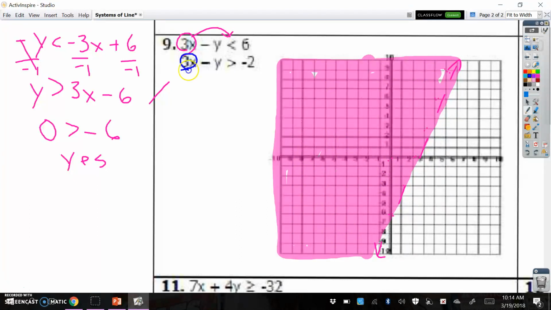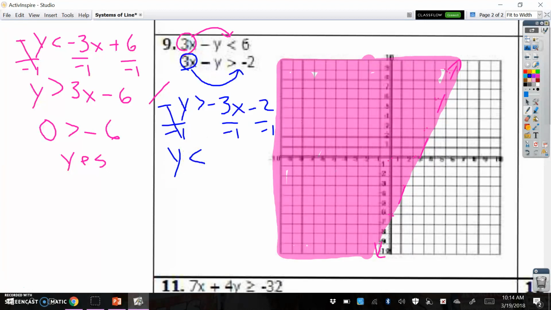I'll move this 3 over here. So we have negative y greater than negative 3x minus 2. Divide them all by the negative 1. So we have y, sign flip. Negative 3 divided by negative 1 is a positive 3. Negative 2 divided by negative 1 is a positive 2.